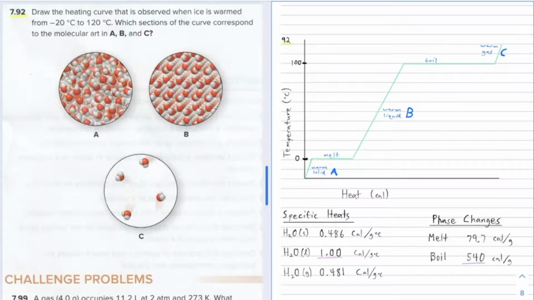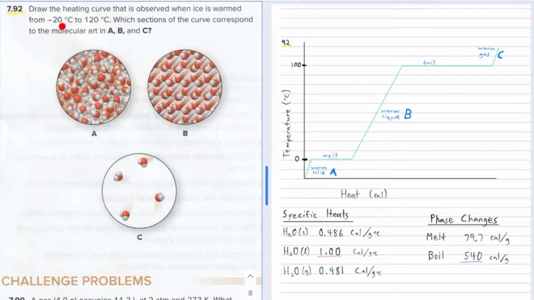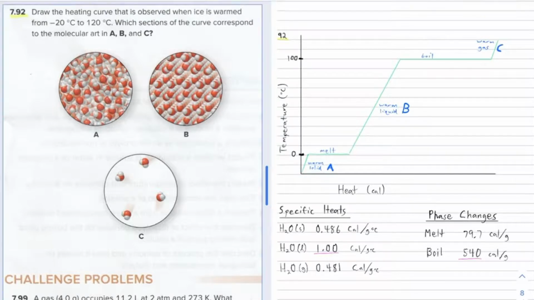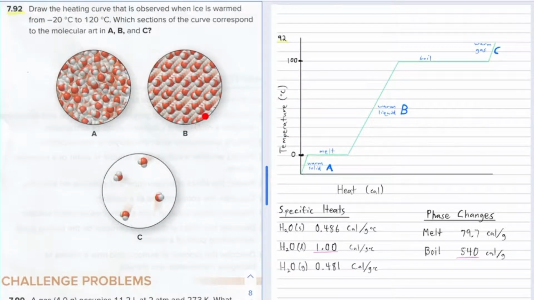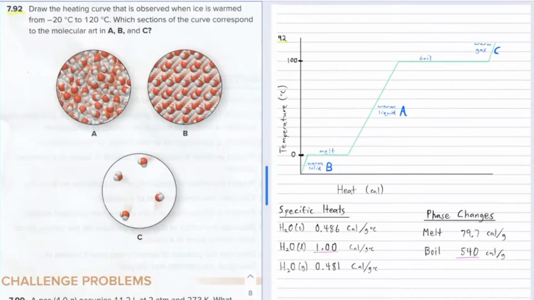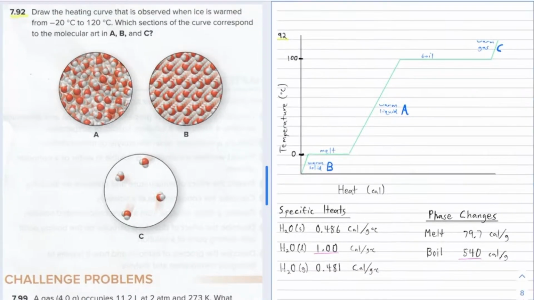So if you have a substance and you're starting at negative 20 degrees Celsius, before you add any heat, you're right here, and it's at negative 20 Celsius, you're at a solid substance. That's going to be this picture right here. I think I got these letters backwards. So this should be B, and that should be A right there. Sorry about that. So B and A. So the solids have a nice ordered structure. So that's a solid right there.